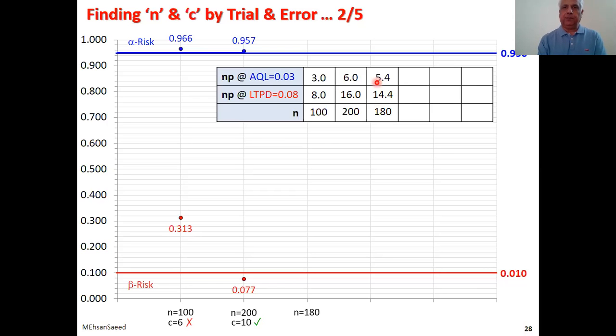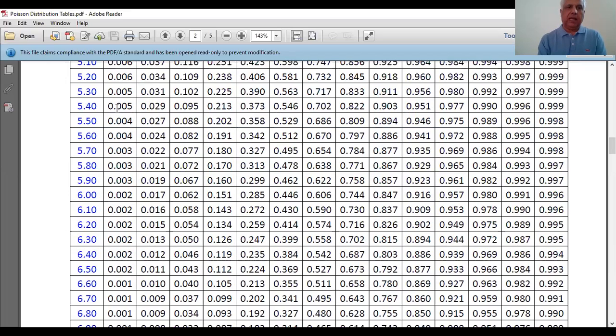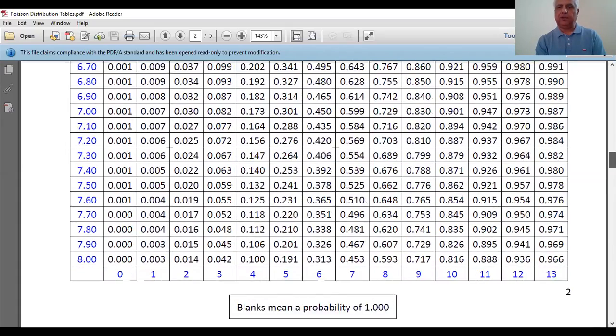Okay, time for Poisson tables again. So we enter at 5.4 and we have to find a probability of more than or equal to 95%, and here we find 0.951. This is the one, 0.951, and this is for C is equal to 9.